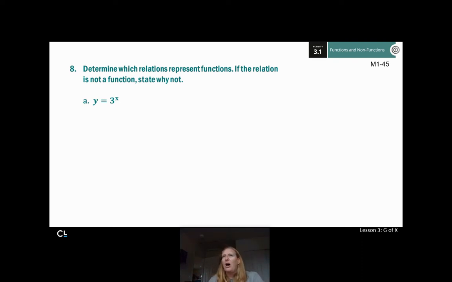So now that we've talked about all the different ways to represent a relation, we've talked about how to know whether all of those different relations are functions. Here's what I would like you to do. Go through all of number 8, A through F, and determine which relations represent functions. Tell me, yes, it's a function, or no, it's not a function. But there's a bonus: if the relation is not a function, state why not. Go ahead and hit pause and work your way through A through F, and then hit play when you're ready to check your work.